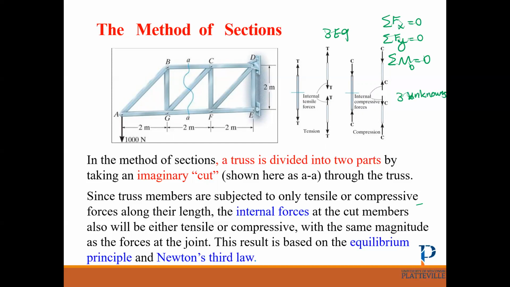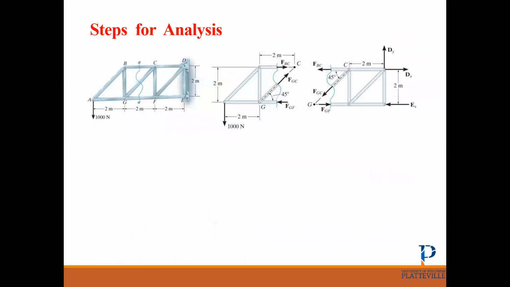Right? So let's see how it works. Remember the method of joints: we have only 2 equations and we can only solve up to 2 unknowns. In the method of sections, we have 3 equations and we can solve up to 3 unknowns. Okay, let's see what the steps are to analyze a truss with the method of sections.